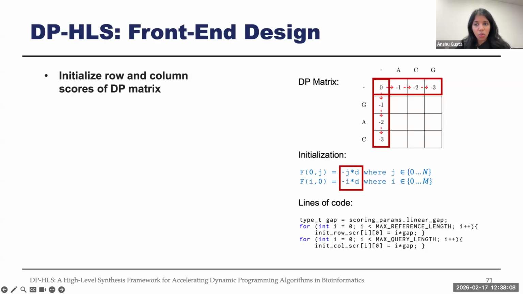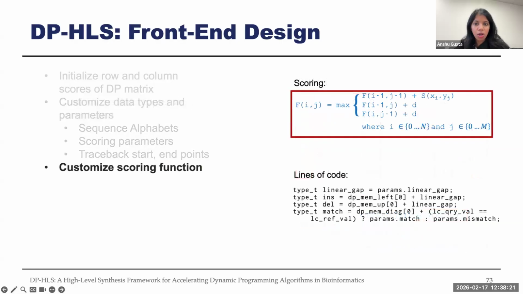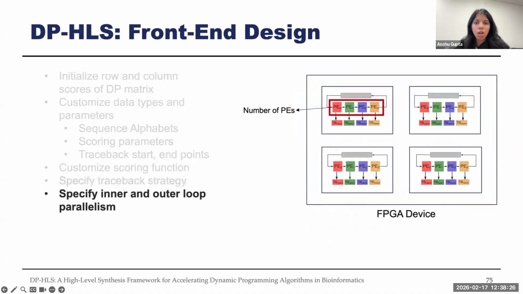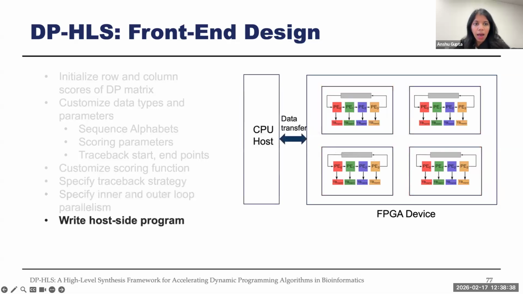First, the user can specify their own initialization scores for rows and columns of the DP matrix, since that varies with multiple applications. The user can also customize the type of sequence alphabets, scoring parameters, and traceback starting and ending points. The user can also modify the scoring function as well as the traceback strategy. The user can also provide how many processing elements they want in one systolic array architecture, or how many kernels they want to be implemented and executed in parallel on a single FPGA. And the user can also customize and modify their own host code.